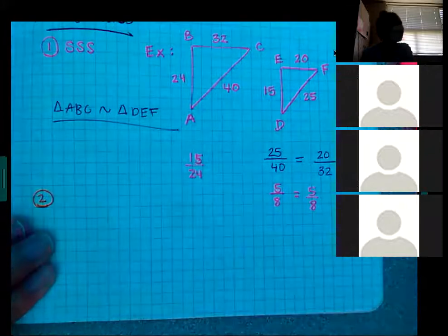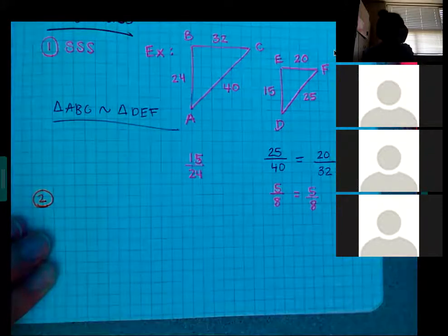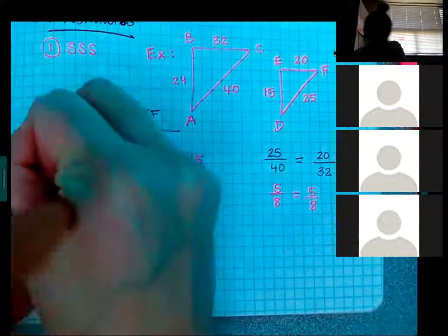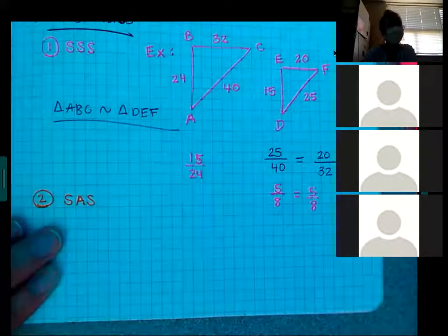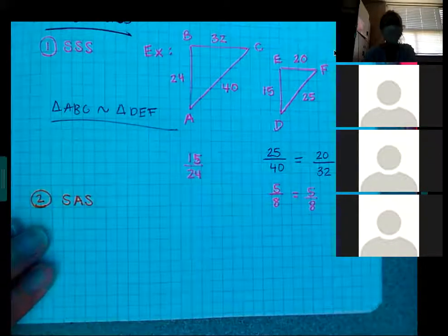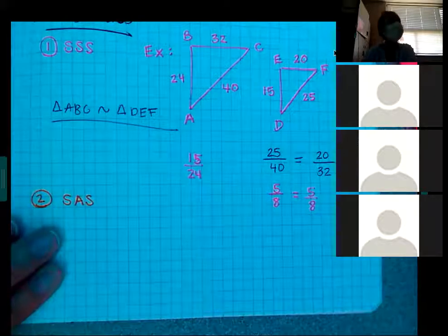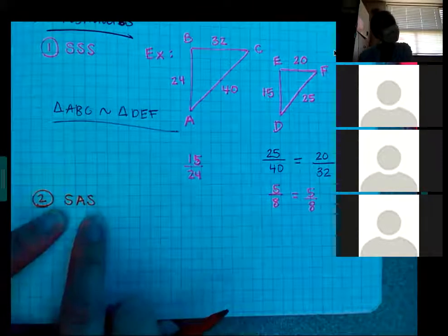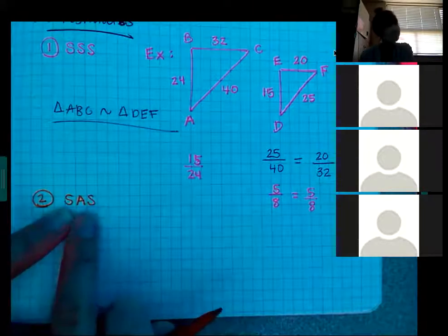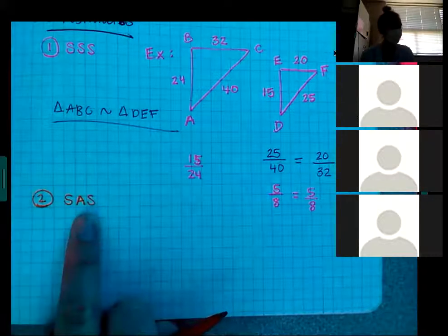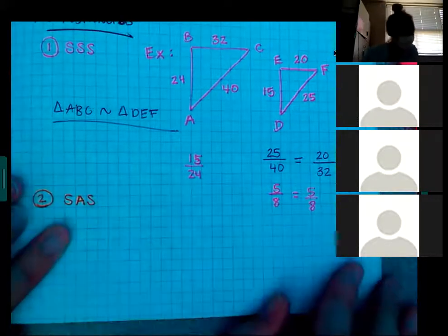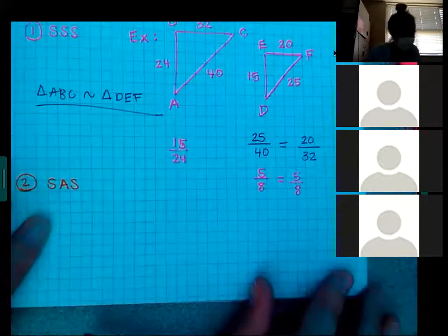Okay, your second postulate. What do you think it is? Side angle side. Good. So side angle side is done the exact same way as side side side. You're going to have to check the proportions between these two sides. But then the angle in between them should be the same. Very good. So let's see if this pair is similar or not.